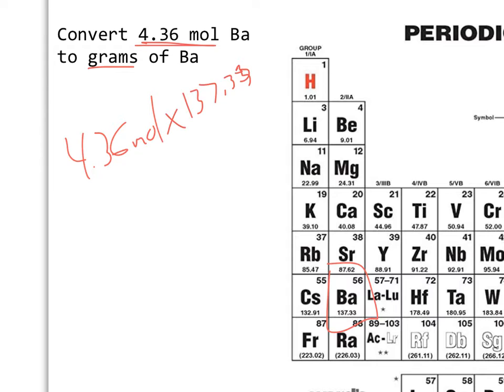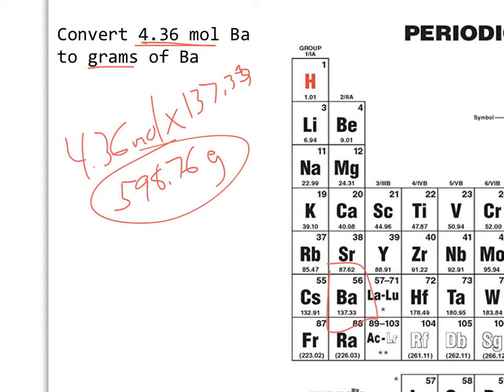But 4.36 times 137.33 is 598.76 grams. Okay, so again, a mole of barium by itself is over 100 grams. So if you have 4 moles, it's 4 times as much, right? So it's got to be at least over 400. And do the math, and it comes out to actually almost 600.